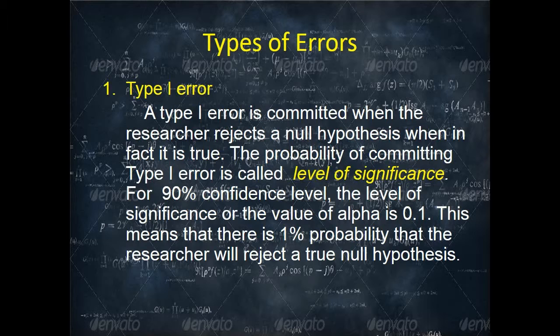Types of errors. Type 1 error. A type 1 error is committed when the researcher rejects a null hypothesis when in fact it is true. The probability of committing a type 1 error is called the level of significance. For a 90% confidence level, the level of significance, or the value of alpha, is 0.1. This means that there is a 10% probability that the researcher will reject a true null hypothesis.